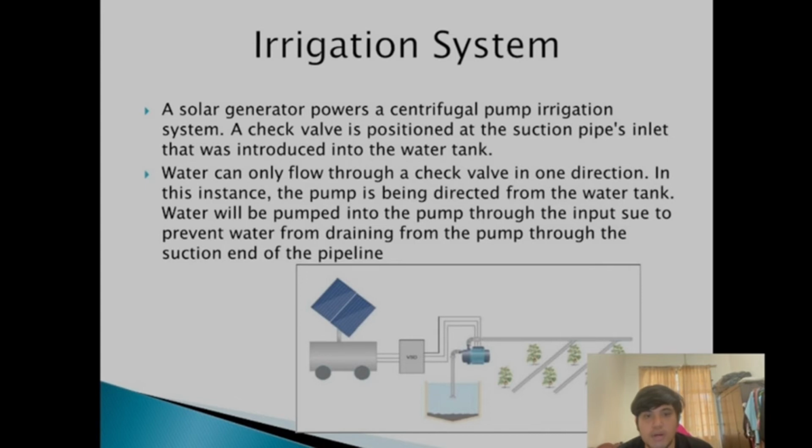Water will be pumped into the pump through the input chute to prevent water from draining from the pump through the suction end of the pipeline. As we can see, there's a picture showing the irrigation system.